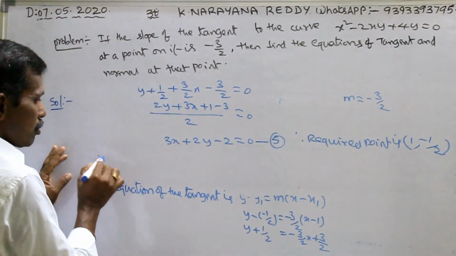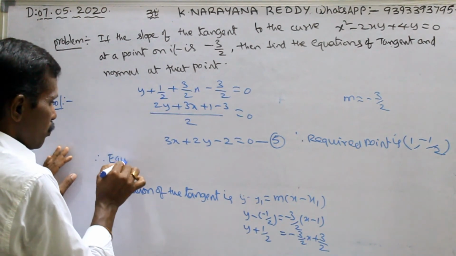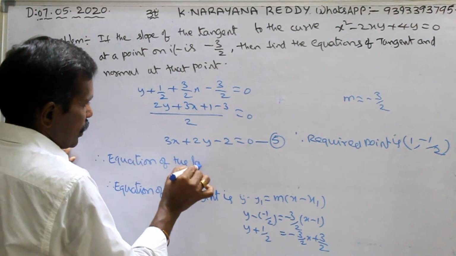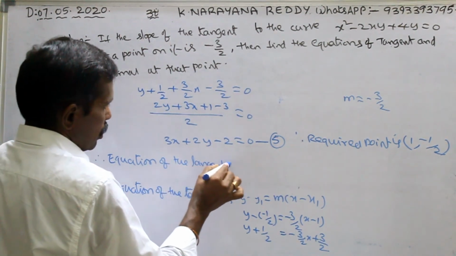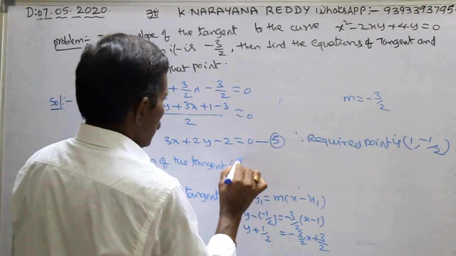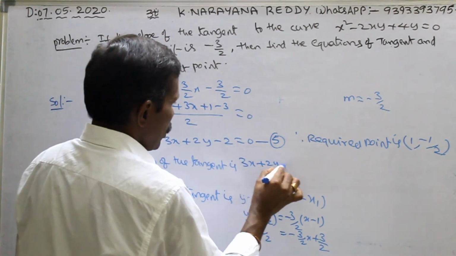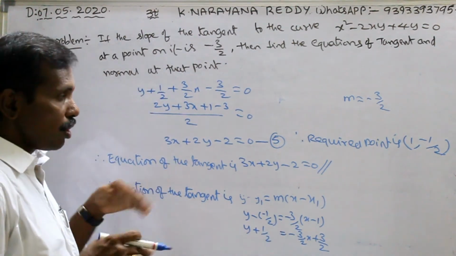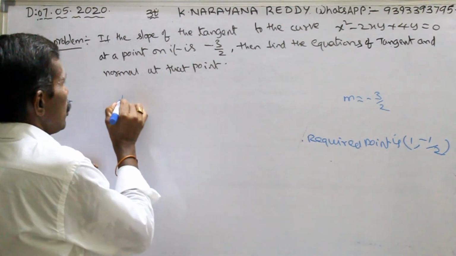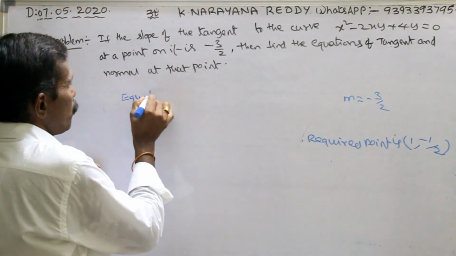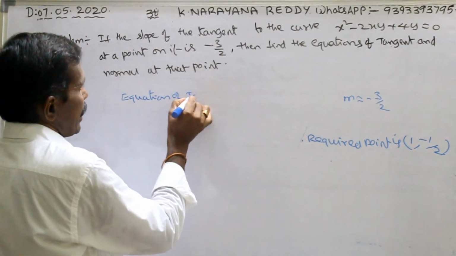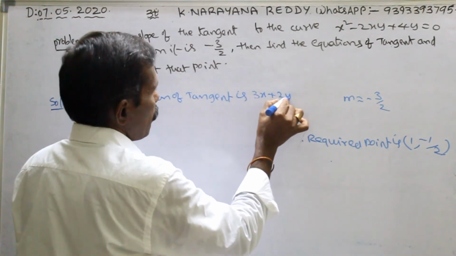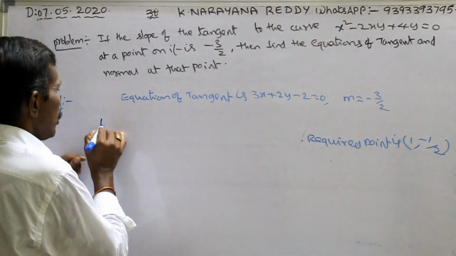Therefore, equation of the tangent is 3x plus 2y minus 2 equals to 0. This is the required tangent equation. Now we want normal. Equation of tangent 3x plus 2y minus 2 equals to 0.